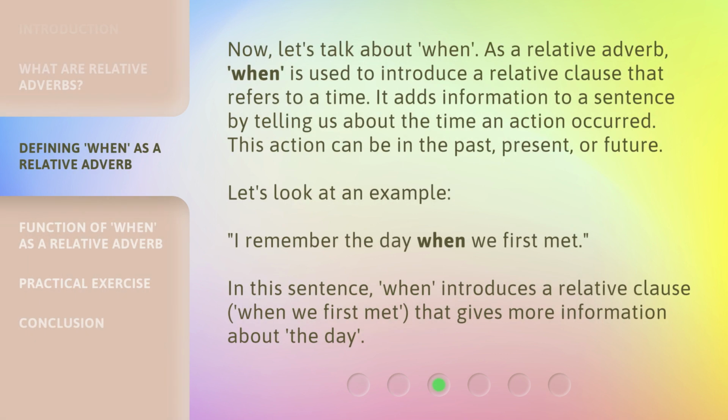Now, let's talk about when. As a relative adverb, when is used to introduce a relative clause that refers to a time. It adds information to a sentence by telling us about the time an action occurred. This action can be in the past, present, or future. Let's look at an example. I remember the day when we first met. In this sentence, when introduces a relative clause, when we first met, that gives more information about the day.